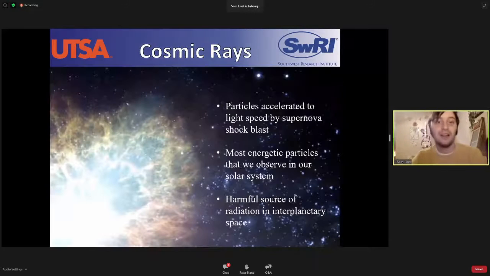So remember, we talked about cosmic rays on the first slide. So cosmic rays are particles accelerated to basically light speed by supernova shock blasts. Supernovas are the largest explosion that we see in our universe. And when they do explode, they create the highest energy particles that we even observe. We call them cosmic rays. And they go all over the universe. And we see them all the time.